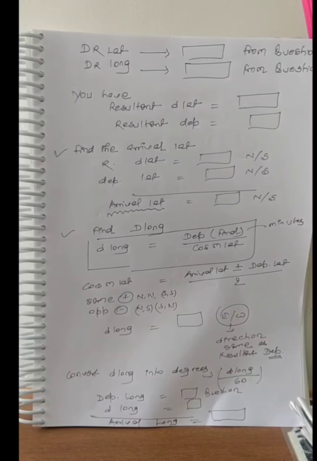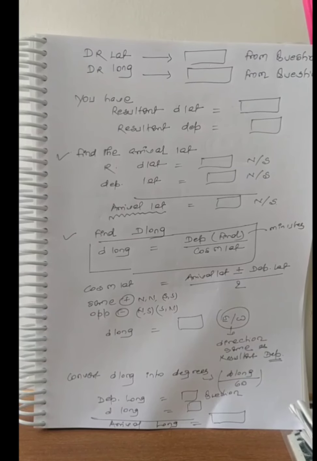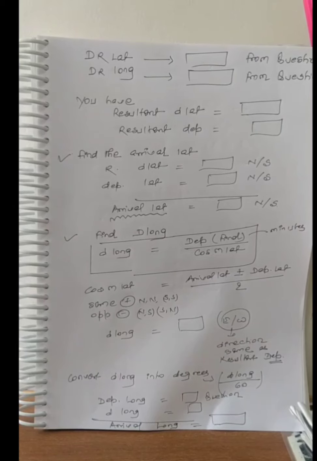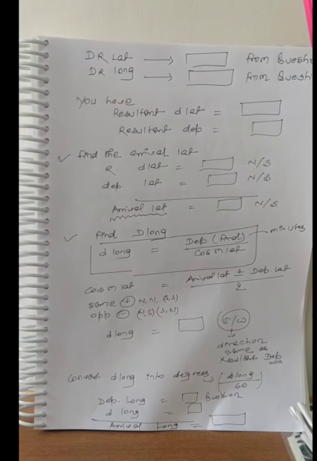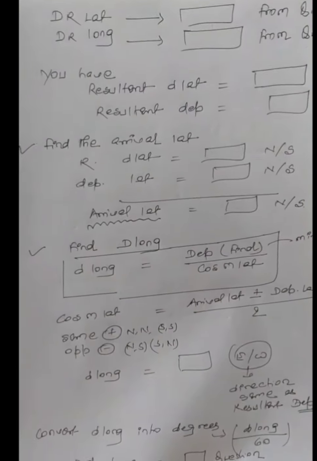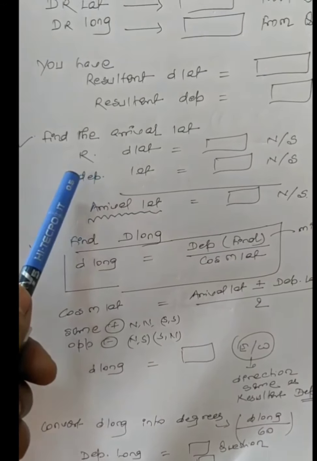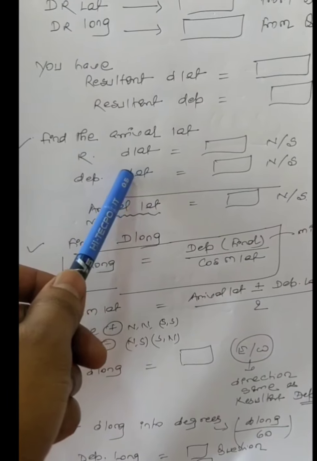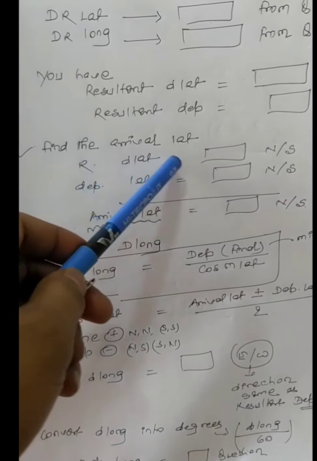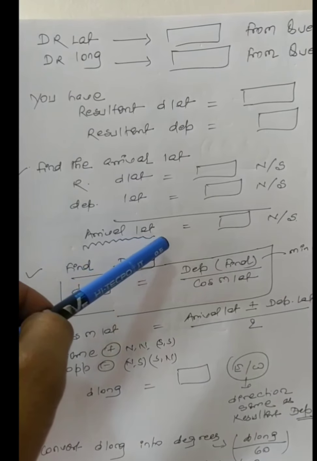Okay, this is the second part of solving this day's work numerical. In the first part, at the end, we already found out the resultant d lat and resultant departure. So we will note down this resultant d lat that we have calculated, and we'll note down the departure latitude from the question, because this is the position latitude from where we moved, and we need to find this arrival latitude. So final d lat we will write, then we will write the departure lat from the question, and we will find this arrival latitude.